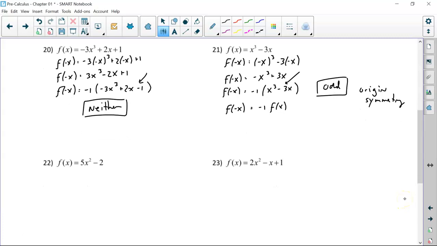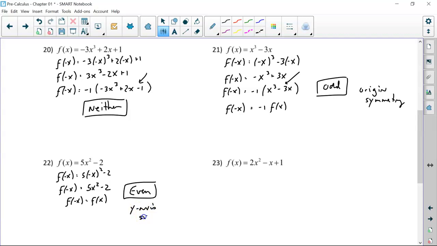Problem number 22. f of negative x equals 5 times negative x squared minus 2. So when you square a negative, you get a positive, so it's 5x squared and then minus 2. Exactly what we started off with, so f of negative x equals f of x, making this an even function. And once again, because it's even, it has y-axis symmetry.